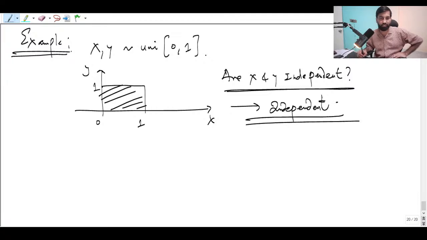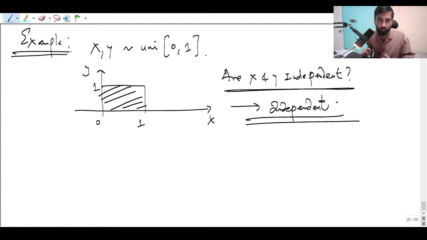And you can also say that x does not depend on y, and y does not depend on x. In the region of support, if you look at the limits, 0 to 1, 0 to 1, x does not depend upon y. Both are independent, and it is uniform. So please remember this. This is independent. Directly you can prove it. If you try to find the marginals, you can find out.